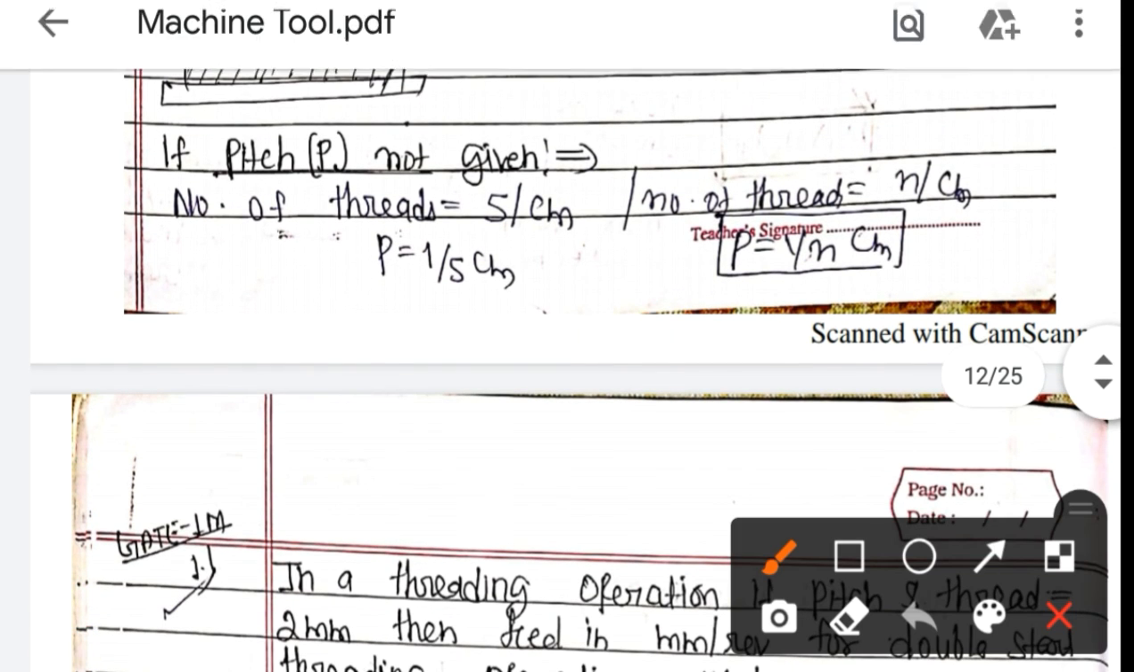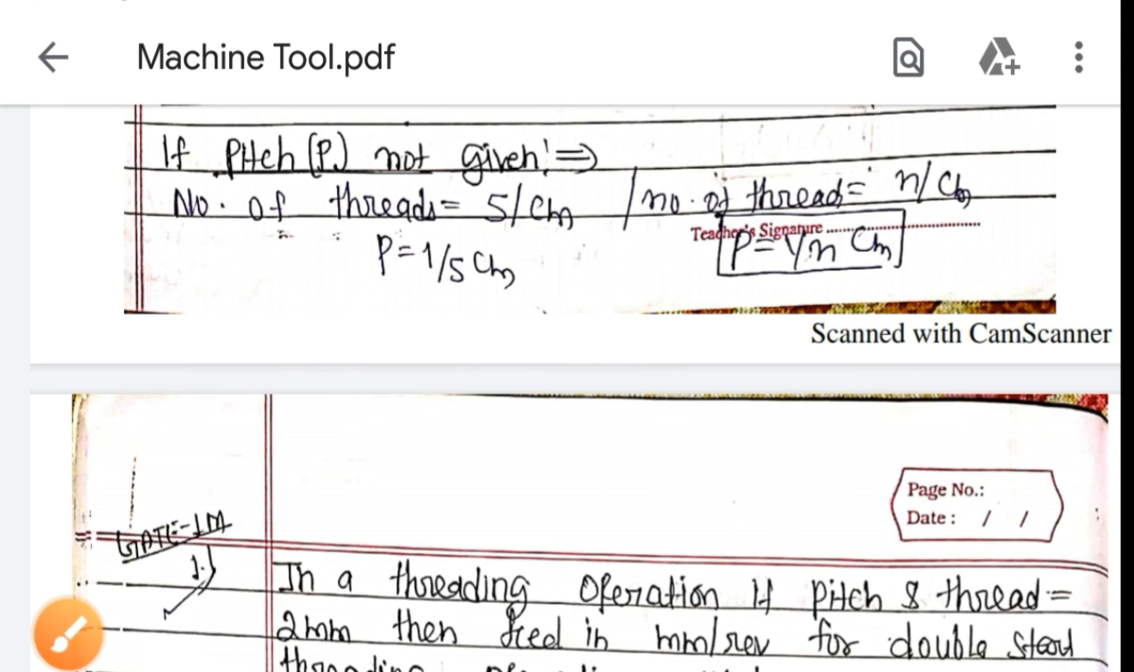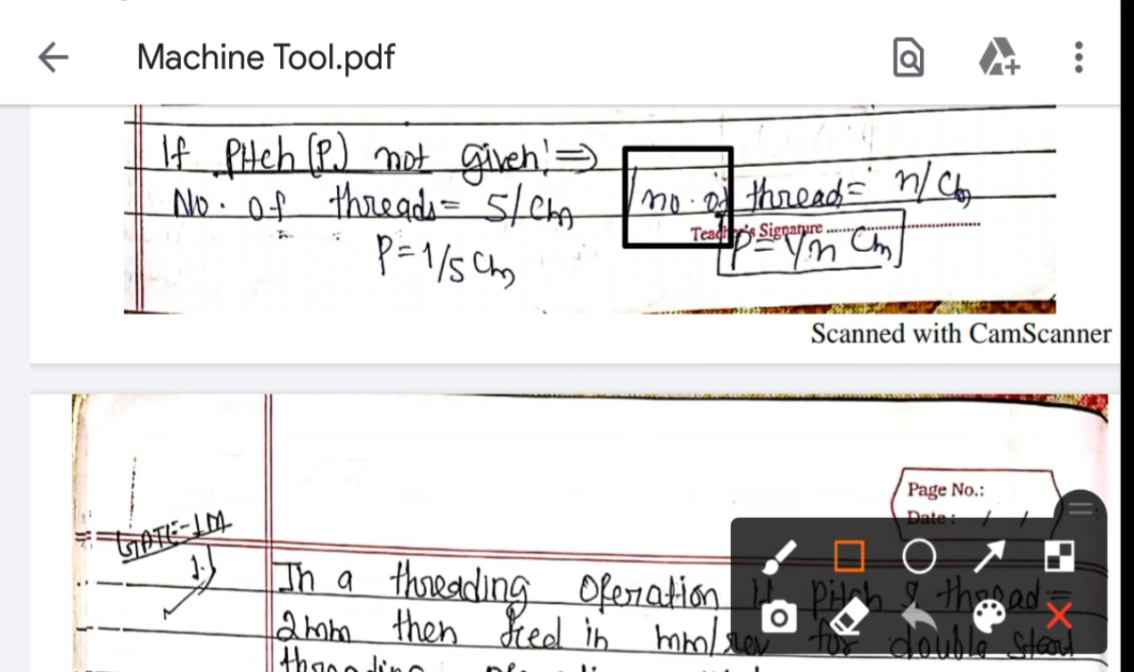And sometimes if the pitch value is not given in the question, they may give you the number of threads equal to 5 per centimeter. Means in 1 centimeter there will be 5 threads. So what would be the pitch? The pitch will be 1 by 5 centimeter. The reciprocal of the number of threads will give you the pitch. So the general formula you can remember is: if the number of threads is n per centimeter, the pitch will be the reciprocal, 1 by n centimeter. So remember this one directly.